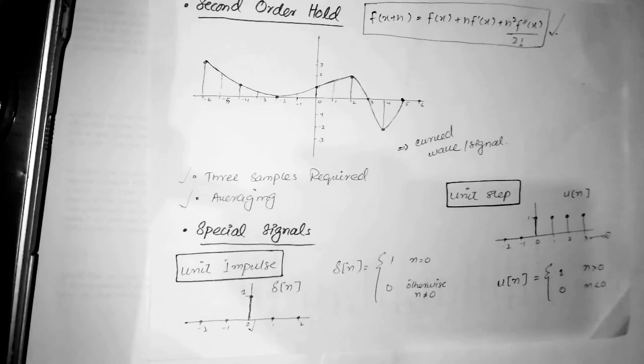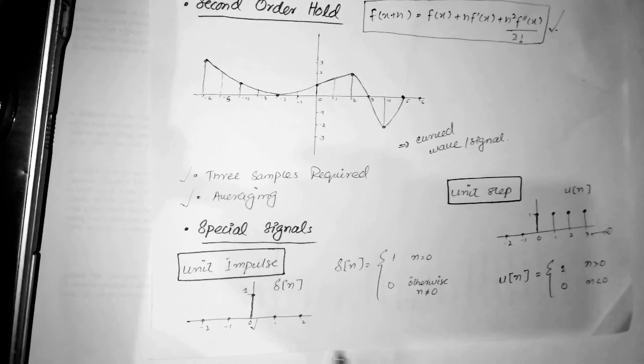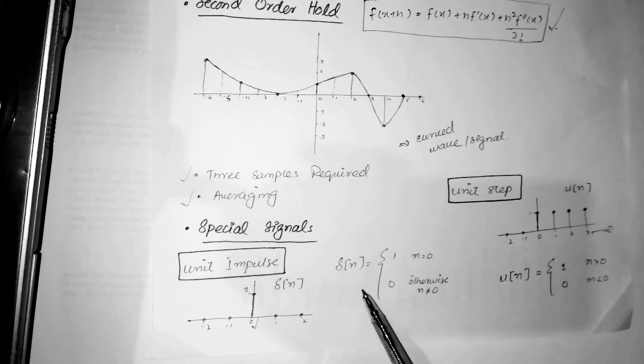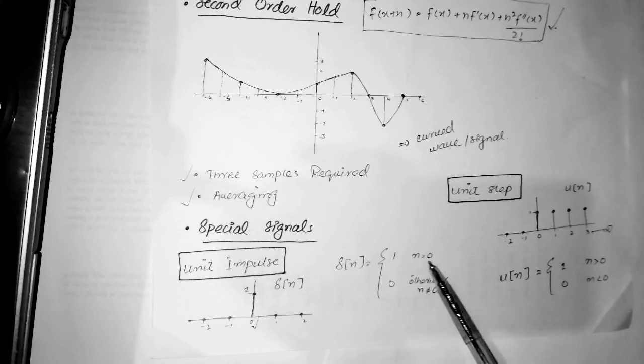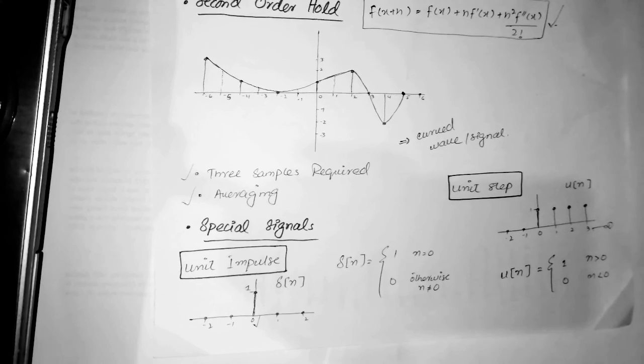Now let's talk about some special signals. First of all, we have unit impulse. In unit impulse, we have an impulse at instant 0. The equation is 1 at n is equal to 0, and otherwise it will give us 0 value.